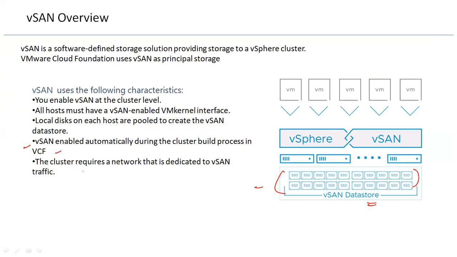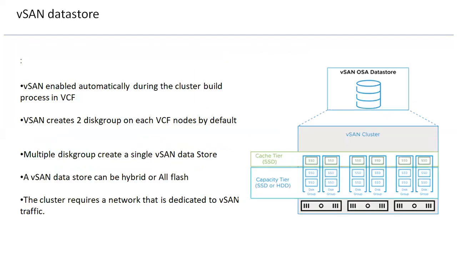So yes, the cluster requires a network that is dedicated to vSAN, and we have to align this dedicated network for the best performance of vSAN. 10 GB is the recommended bandwidth that should be available for the NIC we are assigning for the vSAN traffic, and the basic requirements, like vSAN VM kernel ports, also have to be configured in advance. The vSAN data store is enabled by default during cluster creation. vSAN creates two disk groups on each VCF node by default. However, that could be customized during the bring-up process.